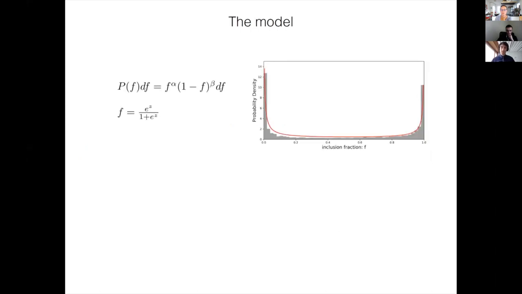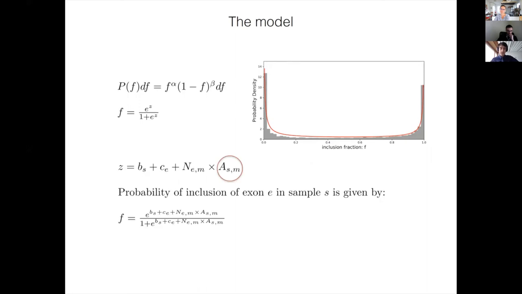We started modeling by looking at the distribution of the inclusion fractions, which are distributed as in this histogram. This turns out to be well fitted by a beta distribution, and this beta distribution would naturally arise if the inclusion fraction had the form of a logistic function. Now if I specify parameters, I can obtain, most importantly, the activity of a given motif in a given RNA-seq sample. This, together with the quantified binding, is what drives the exon inclusion and exclusion. Therefore, I can rewrite the inclusion fraction explicitly with the parameters of the model.